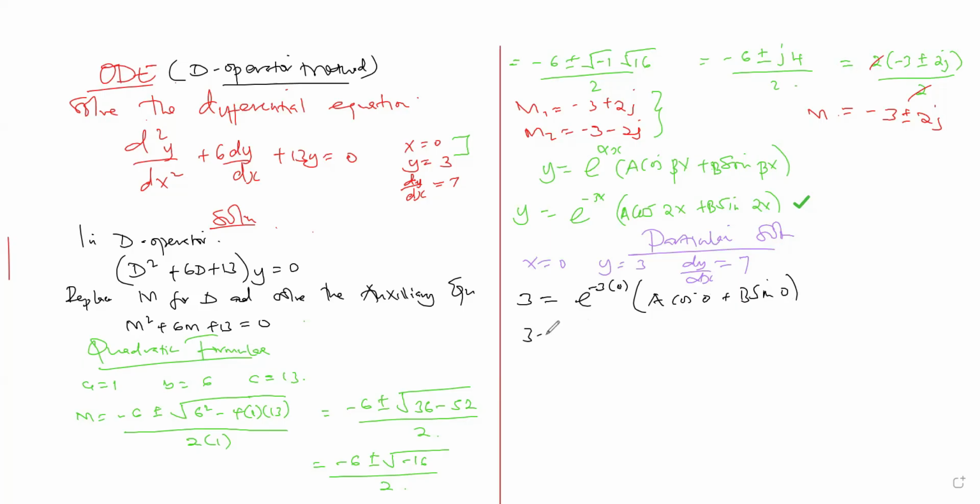So you have 3 equals exponent negative 3 times 0, which is exponent to power 0. And anything to power 0 is what? 1. But let me just write it. Now, cosine of 0 is 1, so 1 times a gives you a. Sine of 0 is 0, then times b just gives you 0, so you don't have to write that. Remember, anything to power 0 is 1. So therefore, we shall have 3 equals a. So you already have the value of a. Now we need to find the value of b.